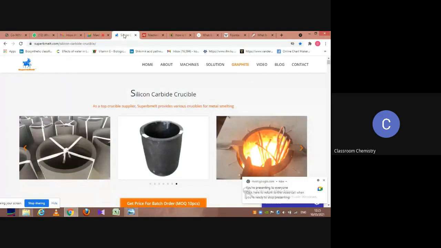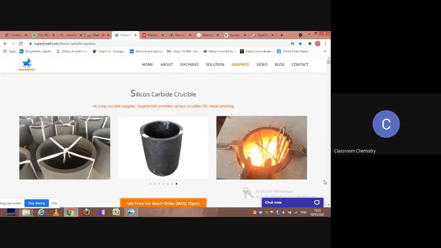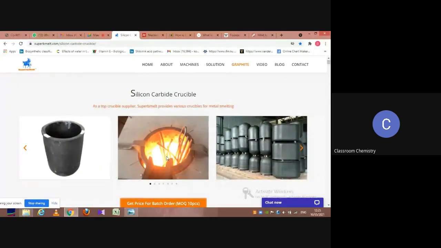Okay. So today's discussion is on the silicon carbide crucible. Do you know what a crucible is? You have seen that crucible in the TIVA practical. Now these are made of silicon carbide materials. Okay, so you can see its applications, where you can use this silicon carbide crucible, and the different sizes of the silicon carbide crucible. Actually, these are used in the foundry industry.